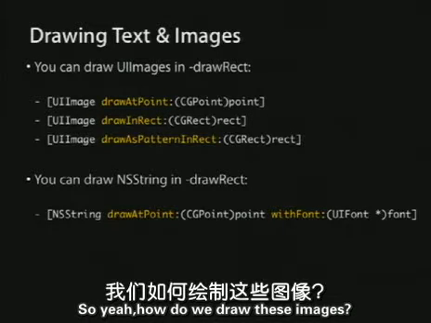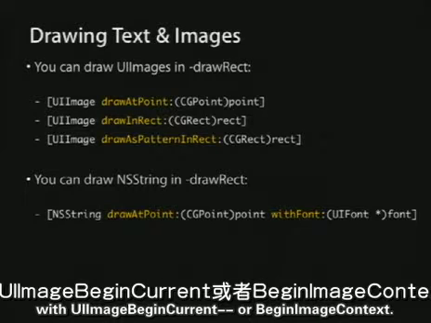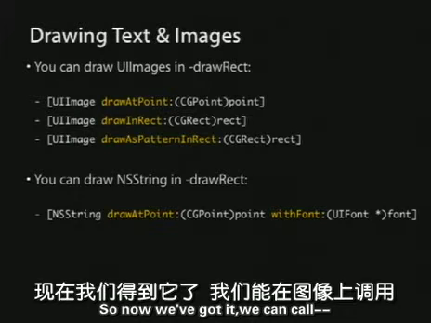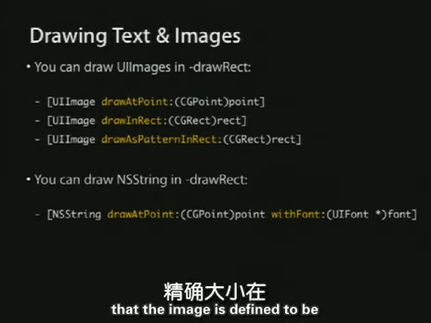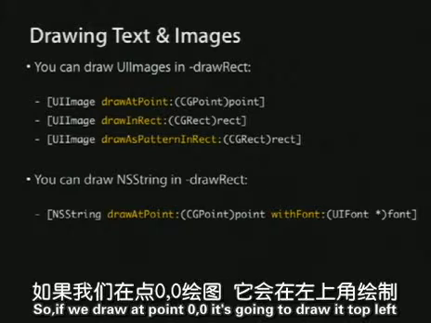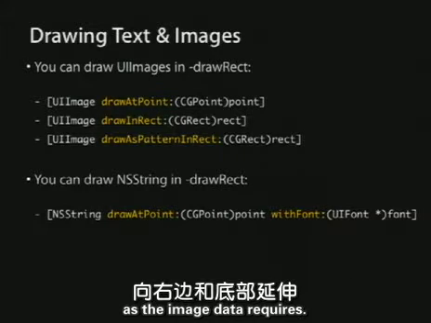So yeah, how do we draw these images? We've got our UIImage. We loaded it off disk, or we created it programmatically with UIGraphicsBeginImageContext. So now we've got it. We can call drawAtPoint on that image, which will draw it at the exact size that the image is defined to be, but with its origin at that point. So if we draw at point 0, 0, it's going to draw it top left, and then it'll extend as far right and down as the image data requires.